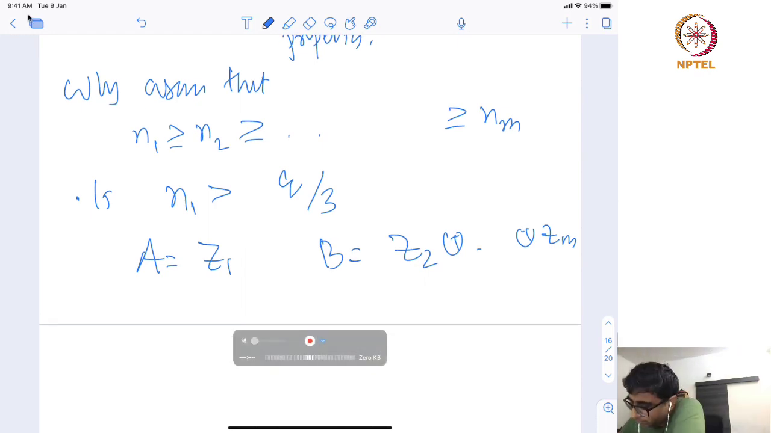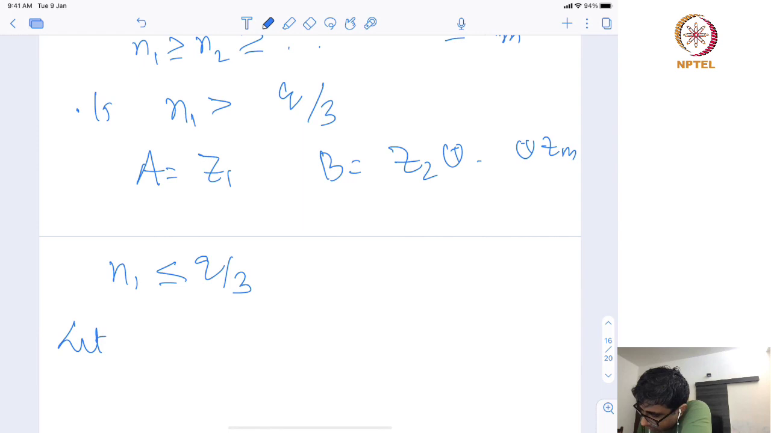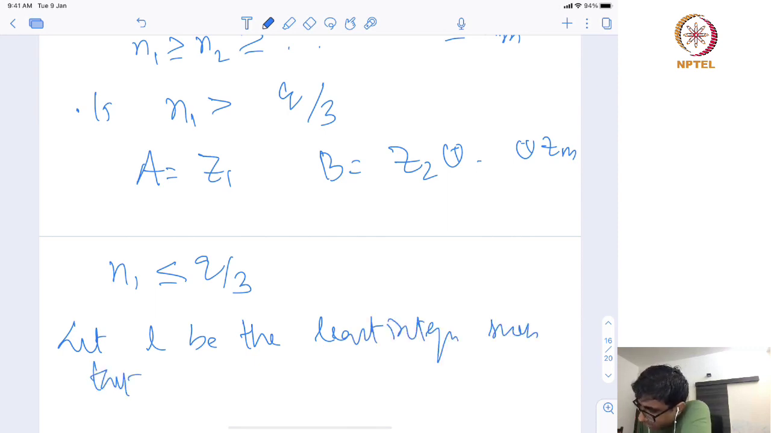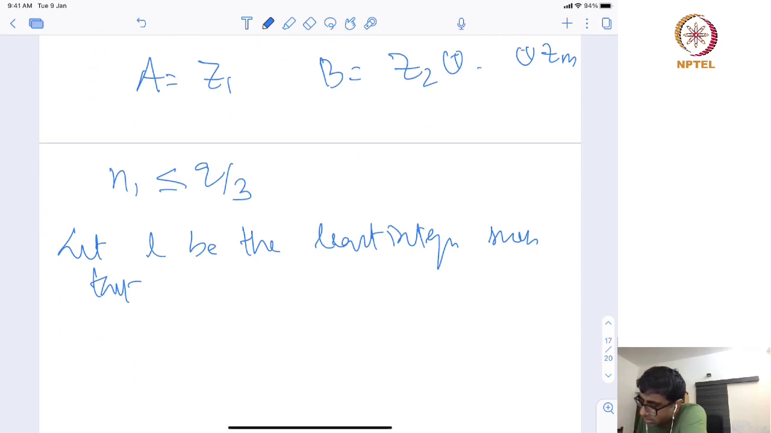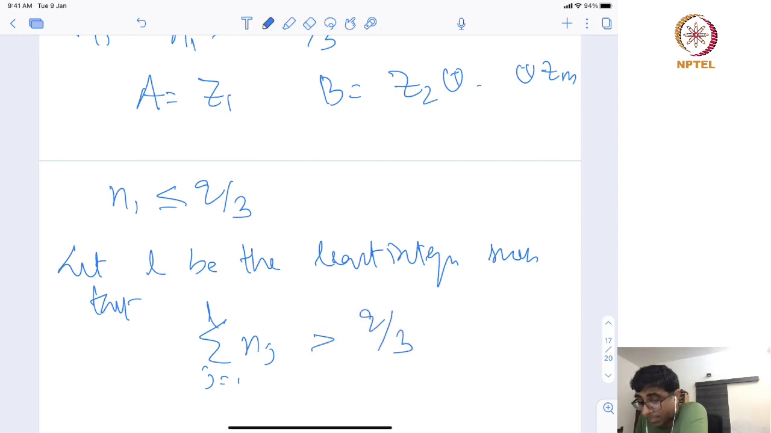Now let's assume that N1 is less than or equal to Q by 3. Then let L be the least integer such that the summation of Nj, j equal to 1 to L, becomes greater than Q over 3. This is the first time it becomes greater than Q over 3.